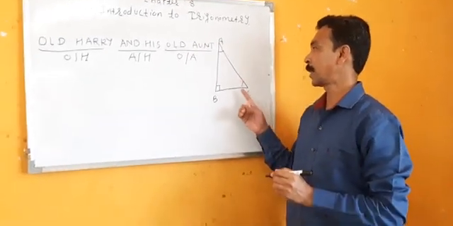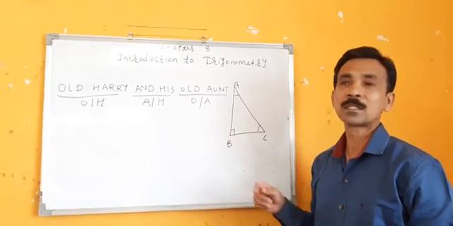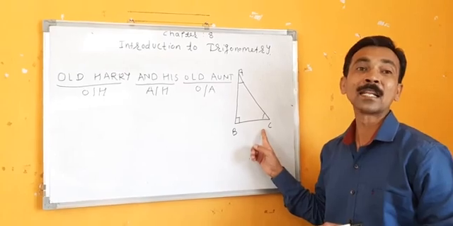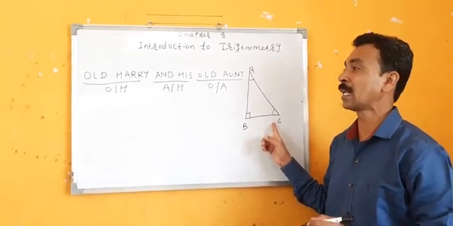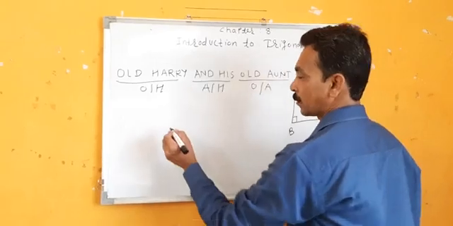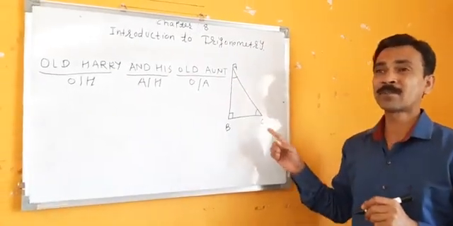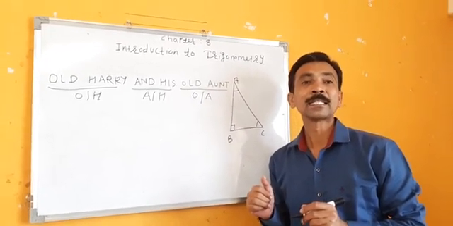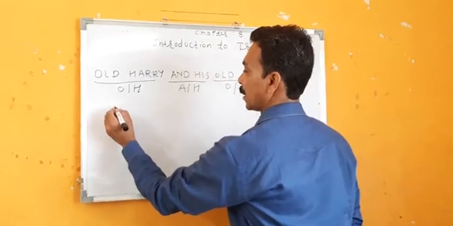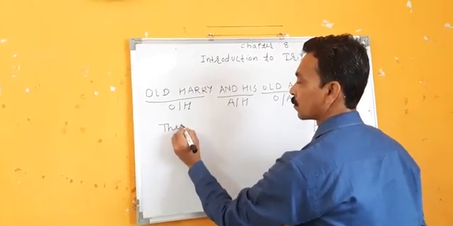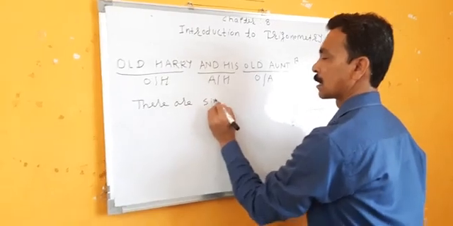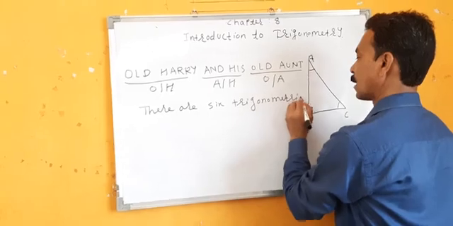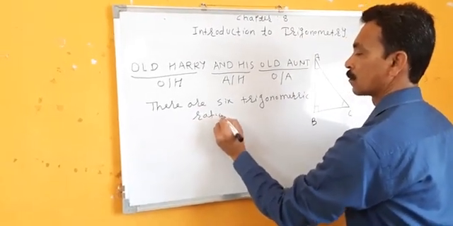Now I will find all the trigonometric ratios using reference angle C. Before I find them, you have to keep in mind there are 6 trigonometric ratios. I'll write here: there are 6 trigonometric ratios.